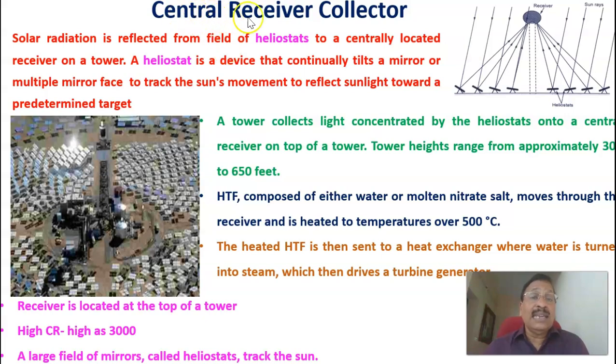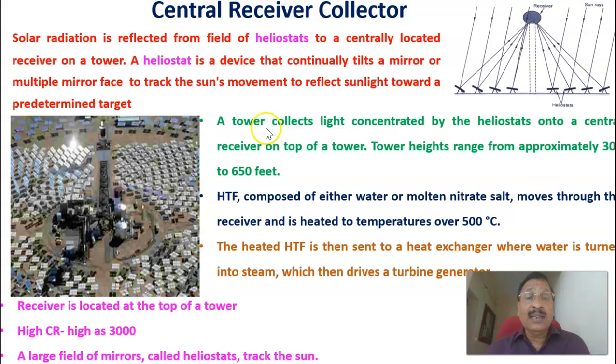The next one is called the central receiver collector. Solar radiation is reflected from a field of heliostats to a centrally located receiver on the tower. A heliostat is a device that continuously tilts a mirror or multiple mirror faces to track the sun's movement and reflect the sunlight towards a predetermined target. The mirrors can be rotated, and the light can be focused onto a point, onto a predetermined target.